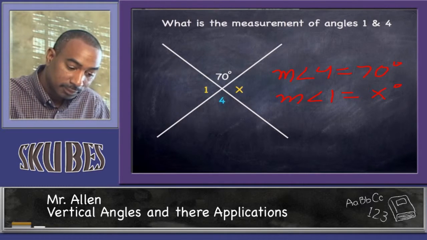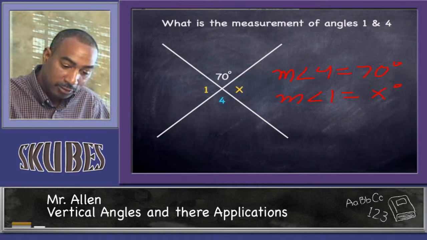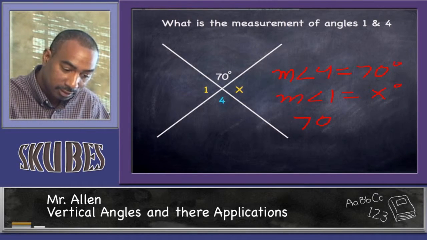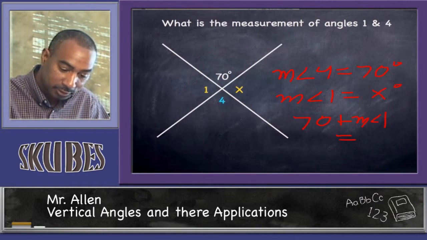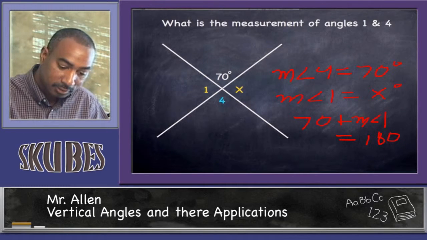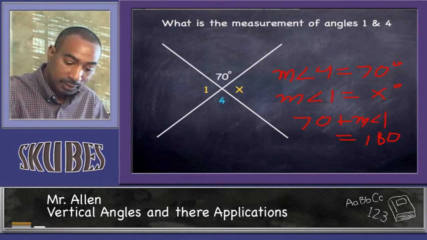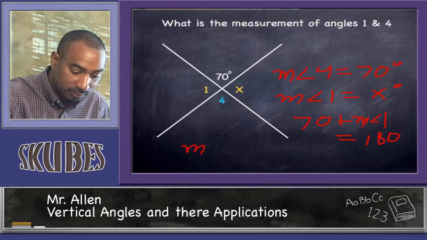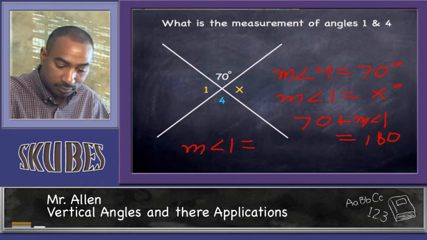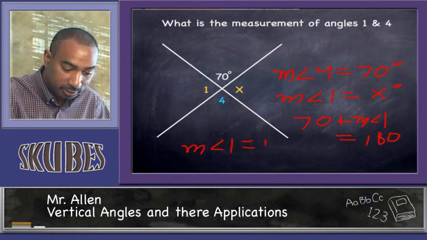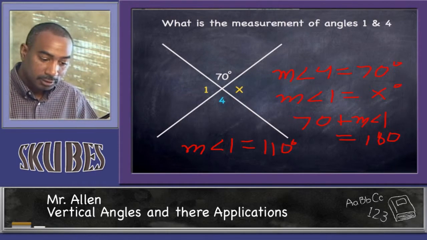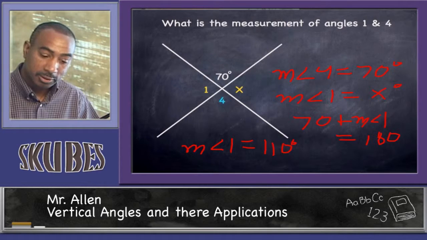So, if I know that angle 4 is 70 degrees, I can say 70 plus the measurement of angle 1 must equal 180 degrees, which gives you 110 degrees. So x has to be 110 degrees.